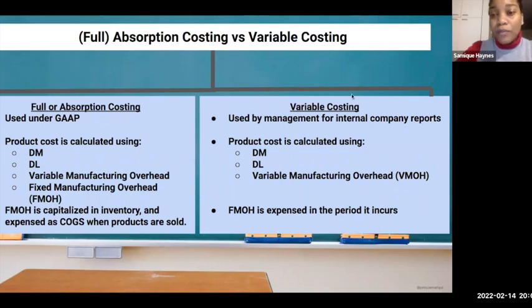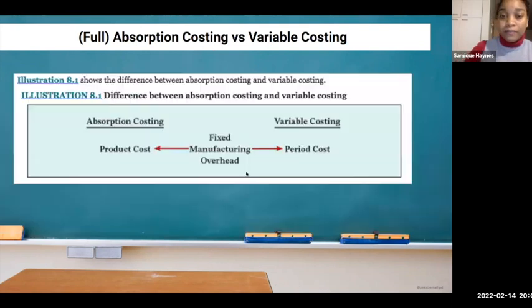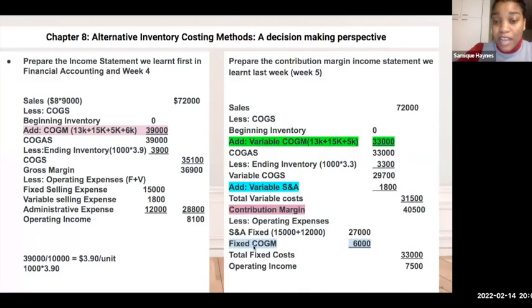But under the variable costing method, because we put the fixed manufacturing overhead down there, you see how we have it at the bottom there, down where we have the operating expenses? What's happening to fixed manufacturing overhead? Up here, we're capitalizing it at the top here.